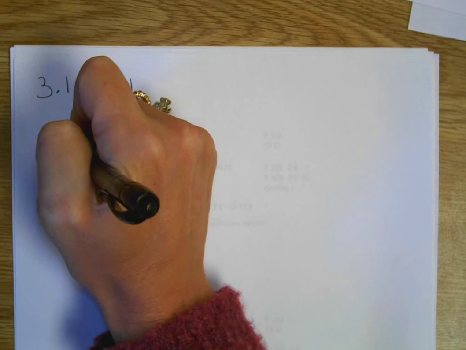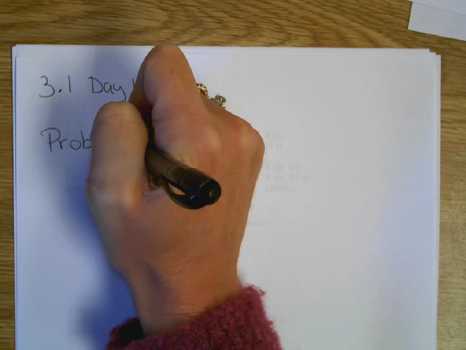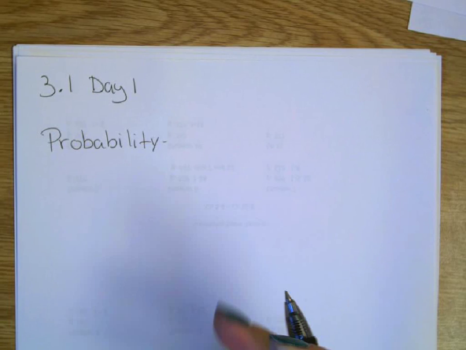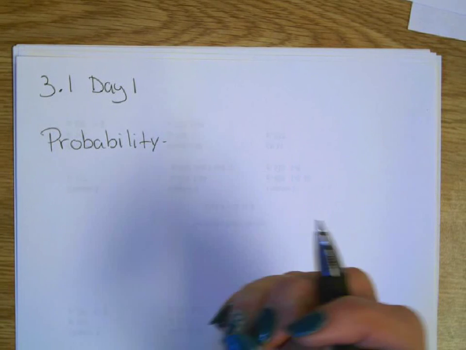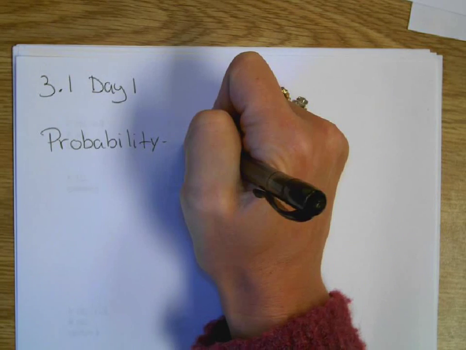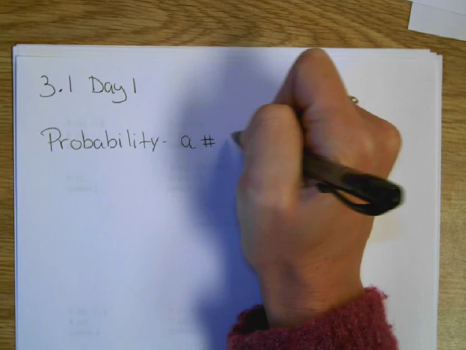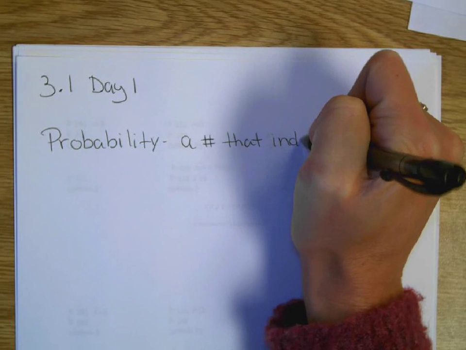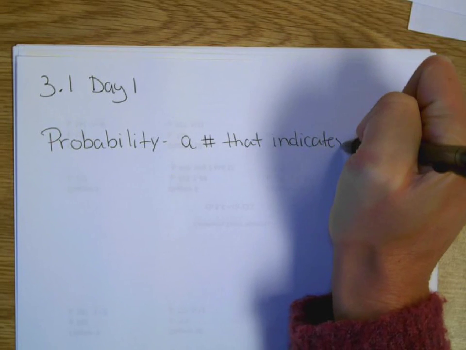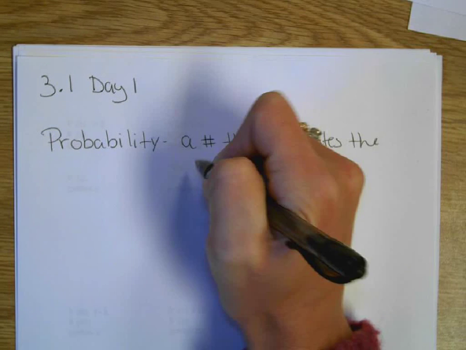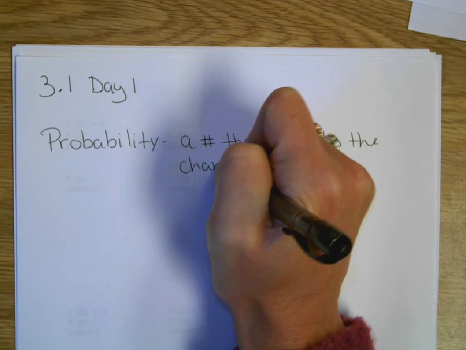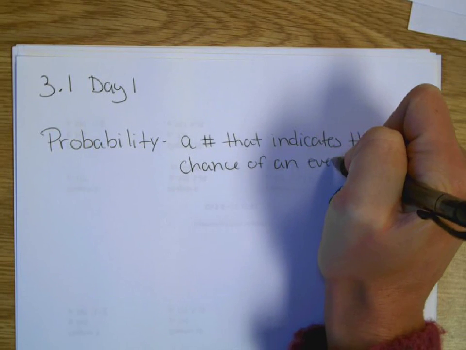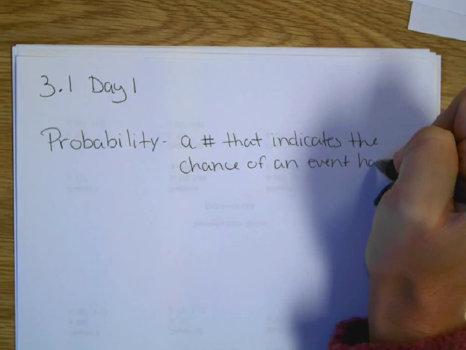So first of all, we'll start with our definition of probability. Remember, a probability is just a number that indicates the chance of an event happening.